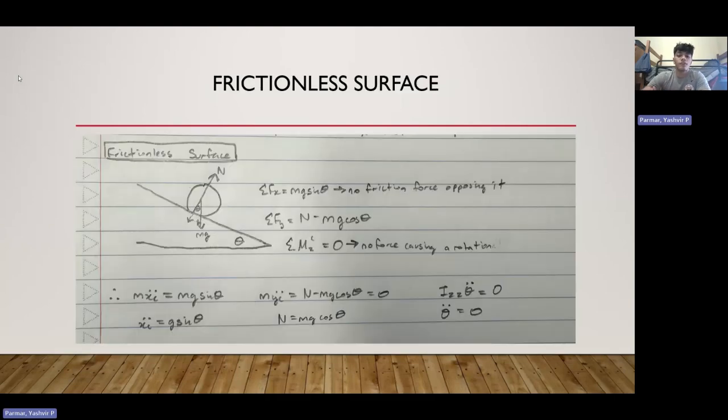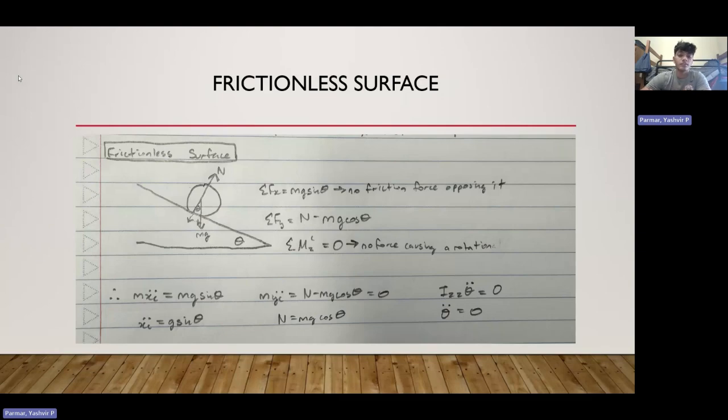Here's an example of a frictionless surface. As you can see in the free body diagram on the left side, there is no friction on the body, meaning if you look at the equations on the right, we have the sum of the forces in the x direction equals the gravity times sine theta. As you can see, there's no friction force opposing it, so that's the only force in the x direction. In the y direction, we have the normal force minus the gravity force times cosine theta, and because there's no friction, there's no moment around the z or in the z direction because there's nothing rotating this body.